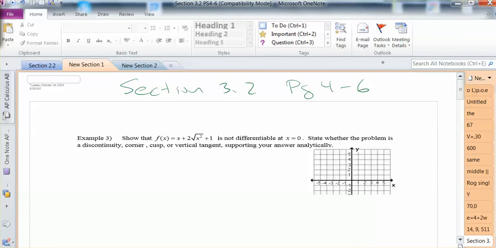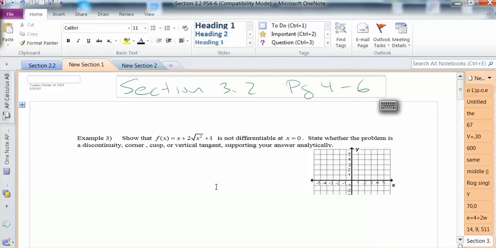So in example 3, here we're asked to show that f of x equals (x + 2) times the square root of x squared plus 1 is not differentiable at x equals 0. So you want to show that the derivative does not exist at x equals 0 for this function. And after we do that, we do need to determine the reason for the non-differentiability, whether it's a discontinuity, corner, cusp, or vertical tangent, and we must support our answer analytically.